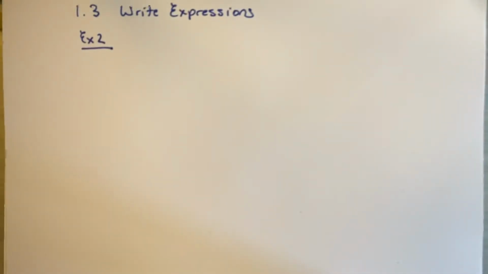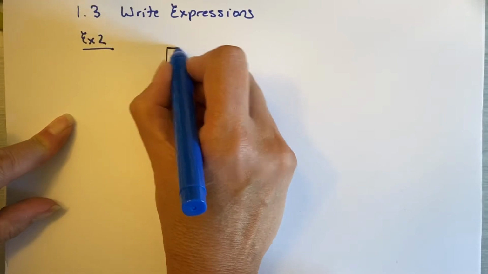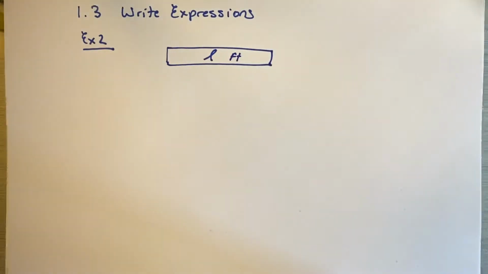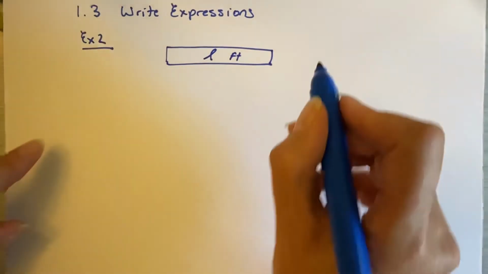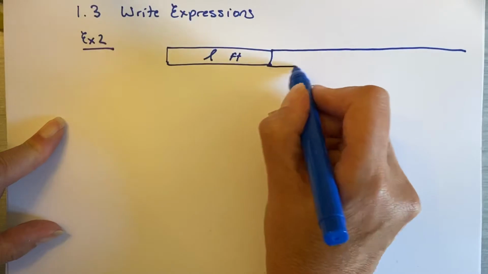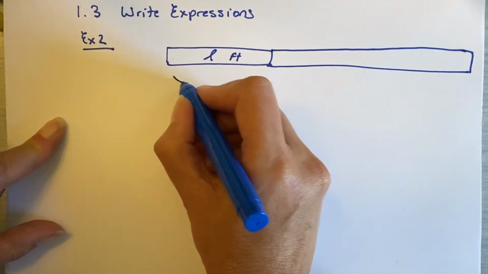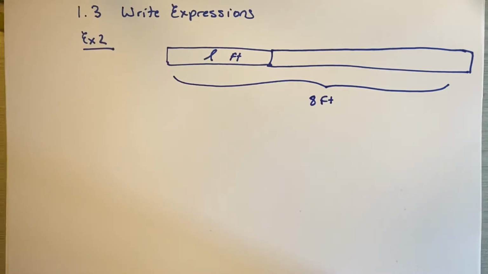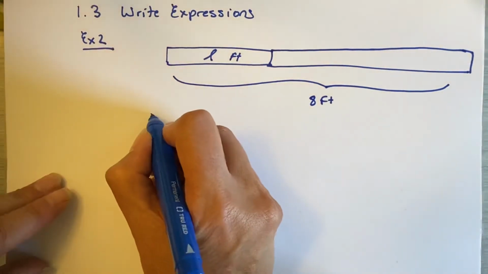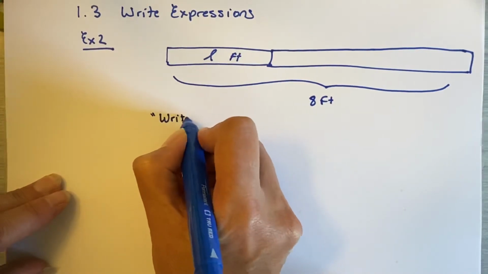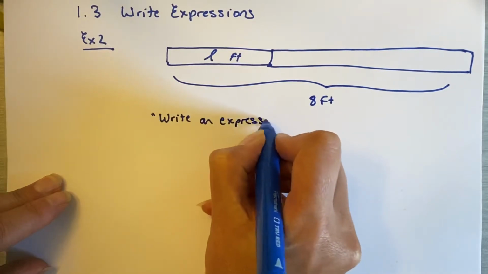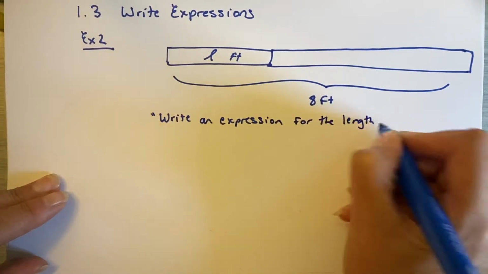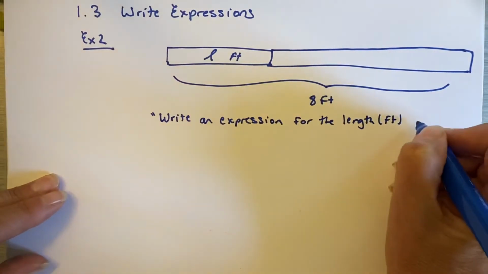A piece of ribbon, L feet long. Okay, so we have a piece of ribbon, and we know it's L feet long. It is cut from a ribbon 8 feet long. So the whole ribbon is 8 feet long. Okay. Write an expression. So this is the ask. Write an expression for the length in feet of the remaining piece.